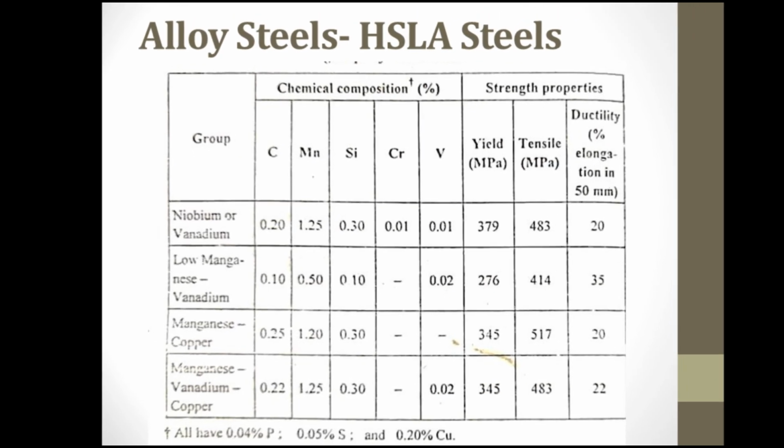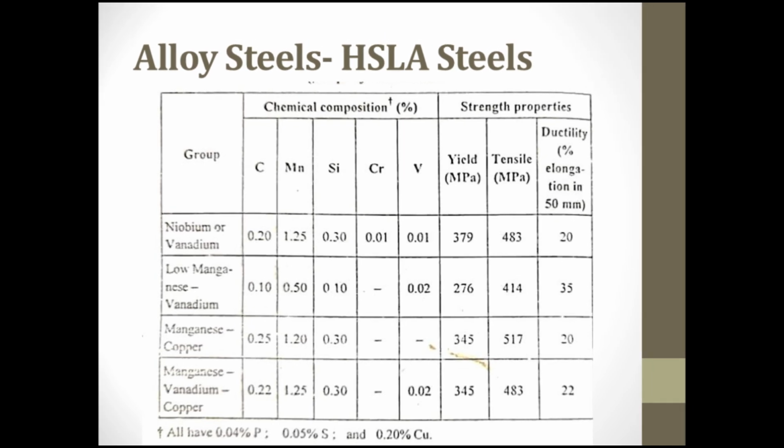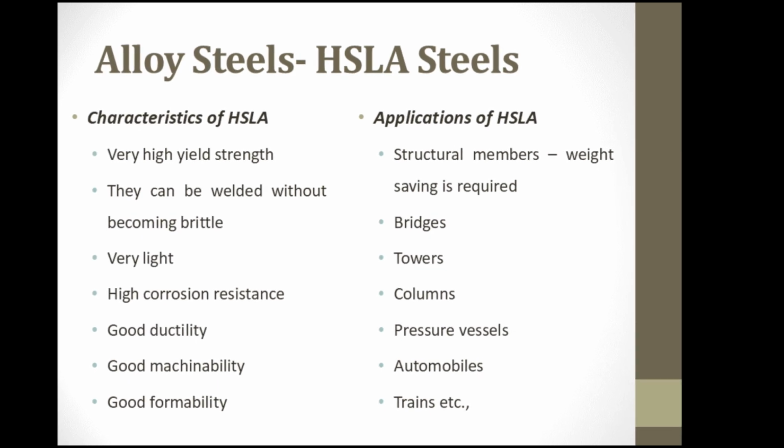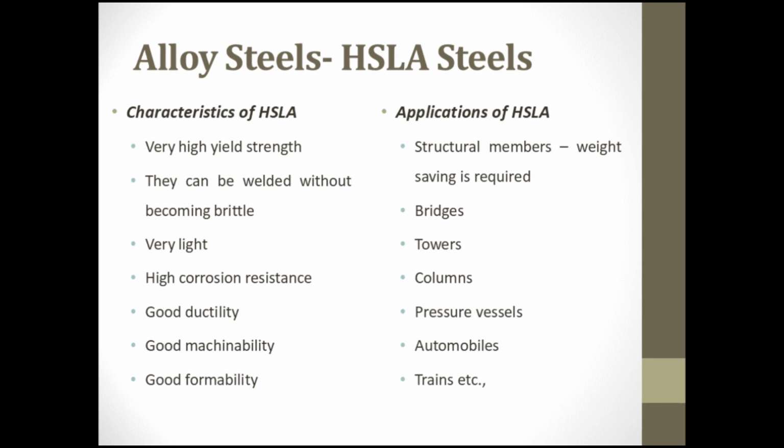Alloy steels, HSLA steels. This page shows the grouping, chemical composition, and strength properties of the high strength low alloy steels. Characteristics of high strength low alloy steels: very high yield strength, they can be welded without becoming brittle. Very light, high corrosion resistance, good ductility, good machinability, good formability.